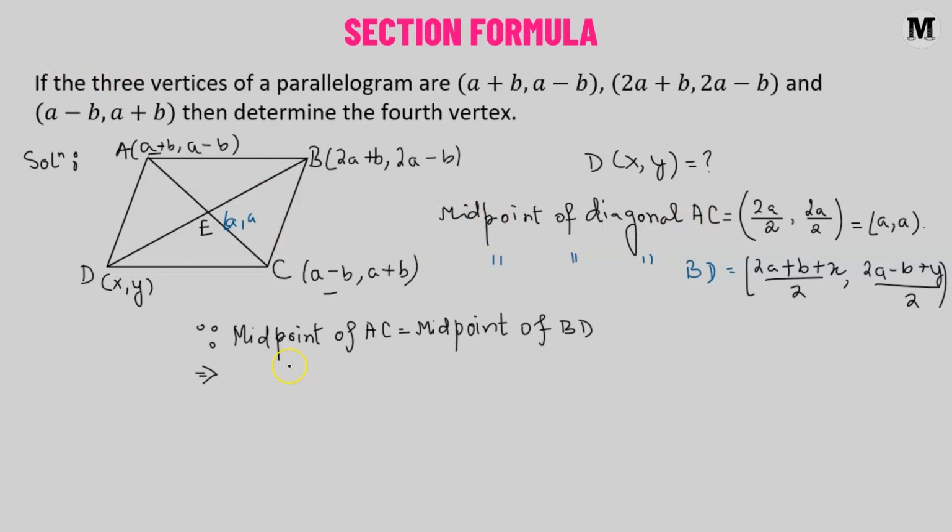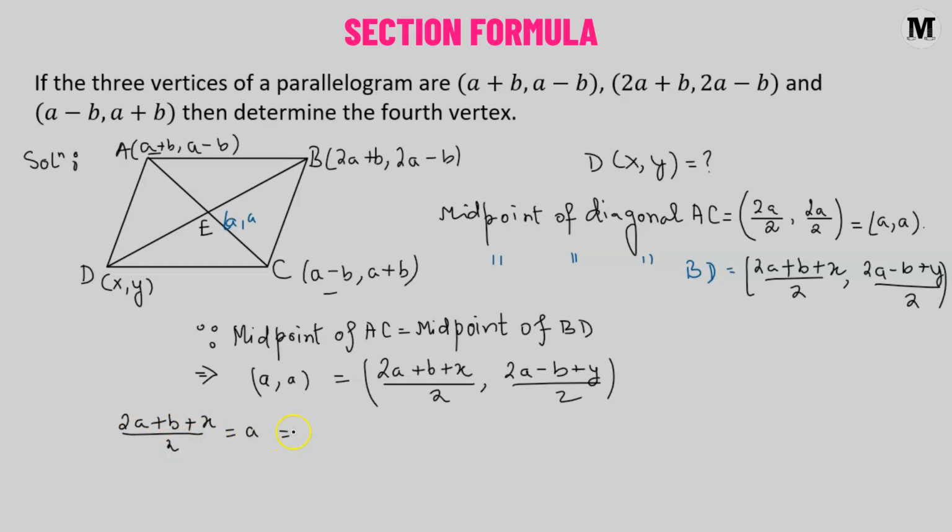So we can take the midpoint of AC, where we obtained the value (a, a), and equate it with the midpoint of BD. So we get (2a + b + x)/2, and for the y coordinate, (2a - b + y)/2. Fine. Now we're going to equate the x coordinates, so (2a + b + x)/2 is equal to a. That gives us 2a + b + x equals 2a. So we can cancel out 2a from both sides, and solving for x, we get x equals negative b.